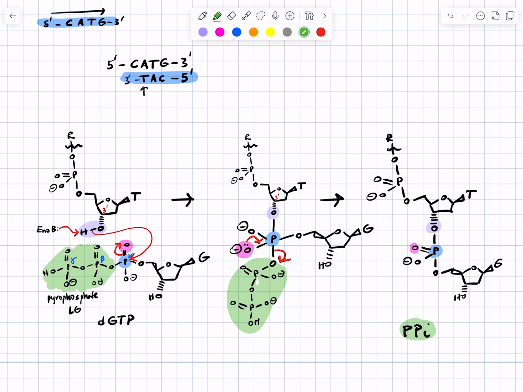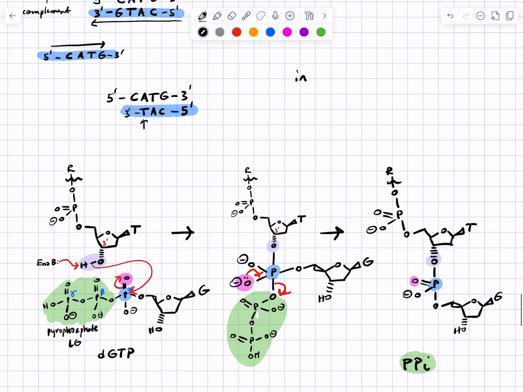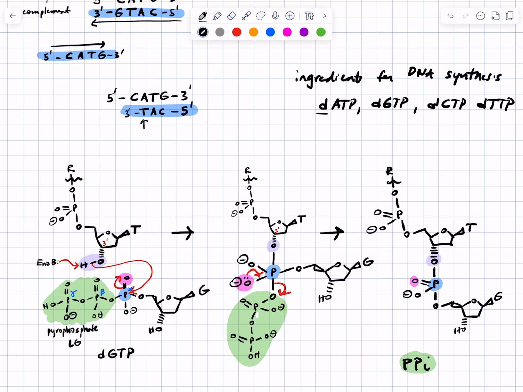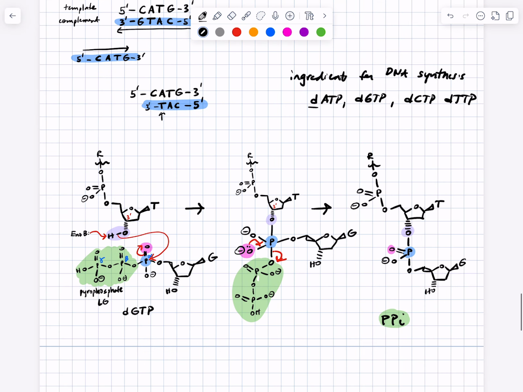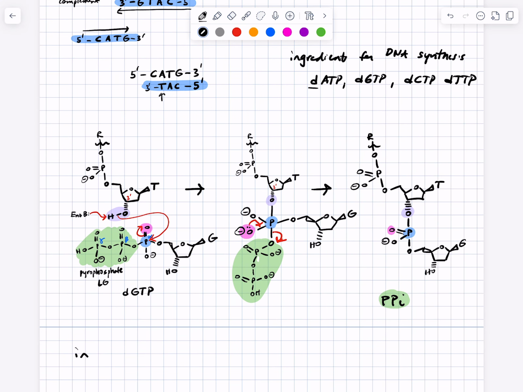In the case of DNA, your ingredients for DNA synthesis are dATP, dGTP, dCTP, and dTTP, the deoxytriphosphate versions of the various nucleotides. For RNA synthesis, the process is going to be exactly the same.